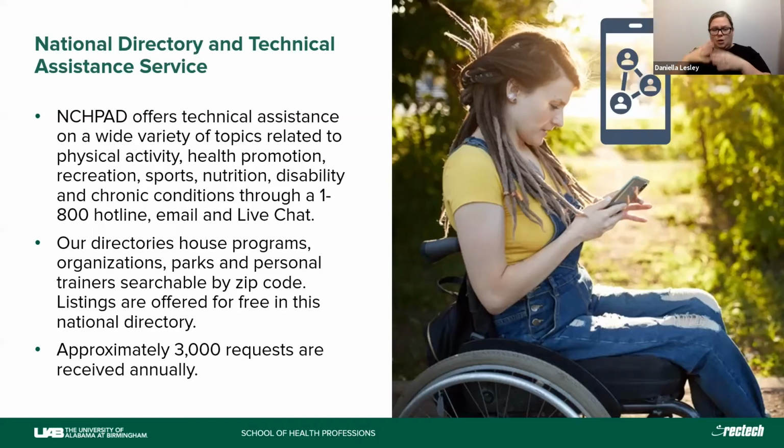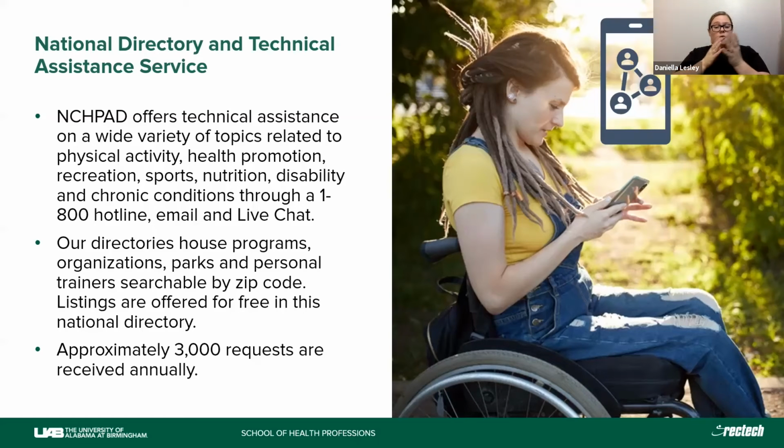We also have a national directory on the website that houses programs, organizations, parks, and personal trainers. It's all searchable by zip code. And the listings are offered for free. It's a national directory and it's crowdsourced. So organizations can create and manage their own listings. We do send a prompt about once a year to the organizations to be able to make any changes or updates to their directory listing.